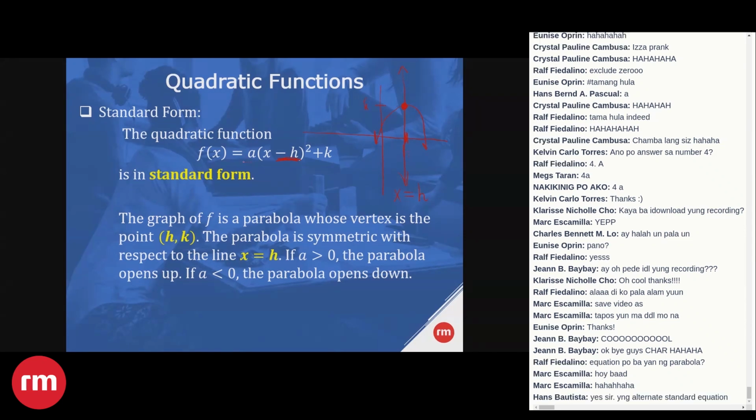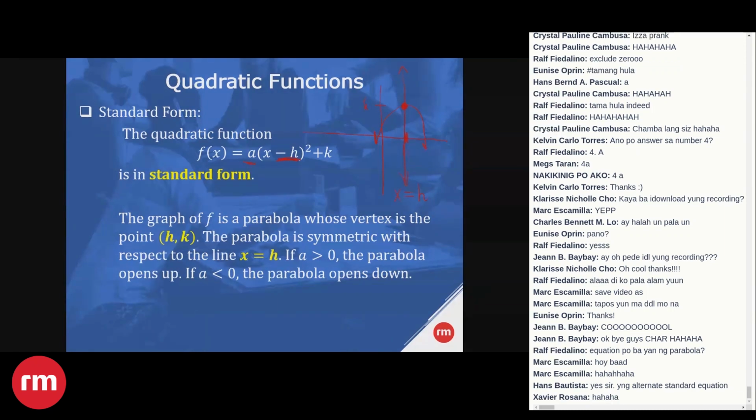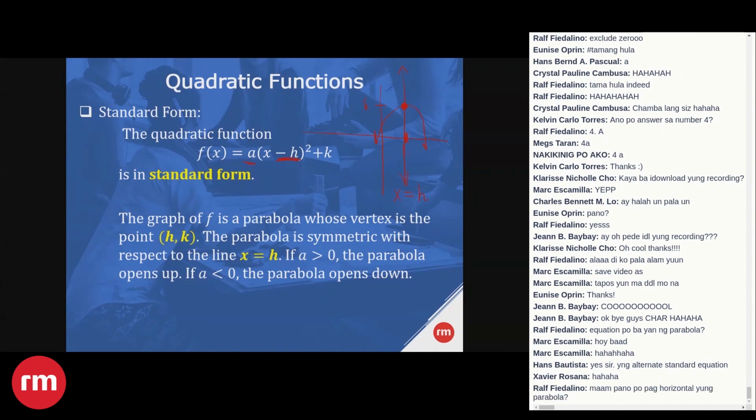And also, yung role ng A, it's important. The role of A will give you the nature of the parabola. If A is positive, the parabola is opening upward. If A is negative, the parabola is opening downward. Okay, equation po ba ng parabola? It is a quadratic equation. Ang parabola ay graph. Okay? So we are talking about quadratic equations, and the parabola is what you call the graph of a quadratic equation or a quadratic function. Okay, so again, this is standard form. The other one a while ago is the general form.